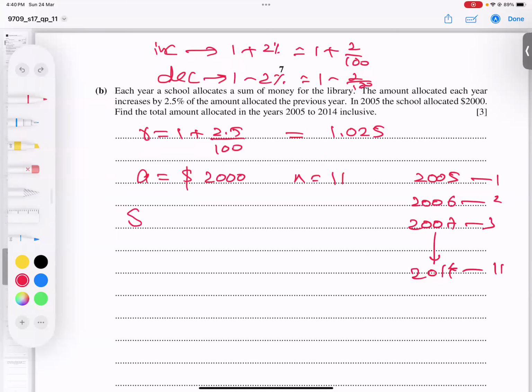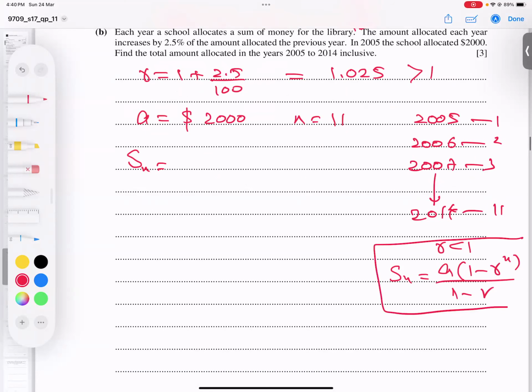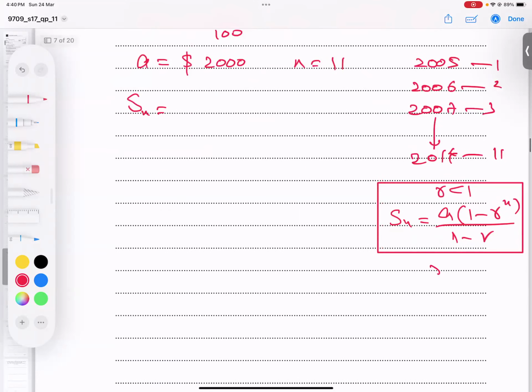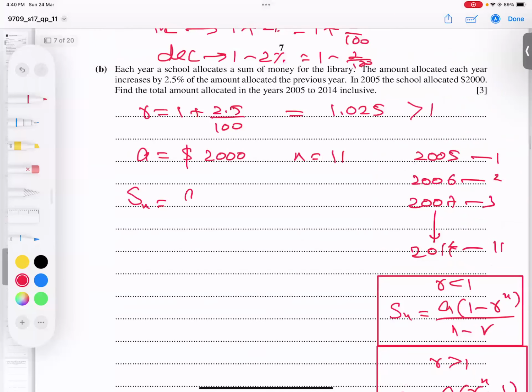The sum formula, you know it very well. And look at the n. The n value is bigger than 1, and for r bigger than 1, we have a different formula. Let me tell you, there are two formulas. If r is less than 1, the formula is a times 1 minus r to the power n over 1 minus r. But if the r value is bigger than 1, the formula will change: r will come before, and 1 will go later. So let's start with the formula Sn equals a times r to the power n minus 1 over r minus 1. Let's apply it.